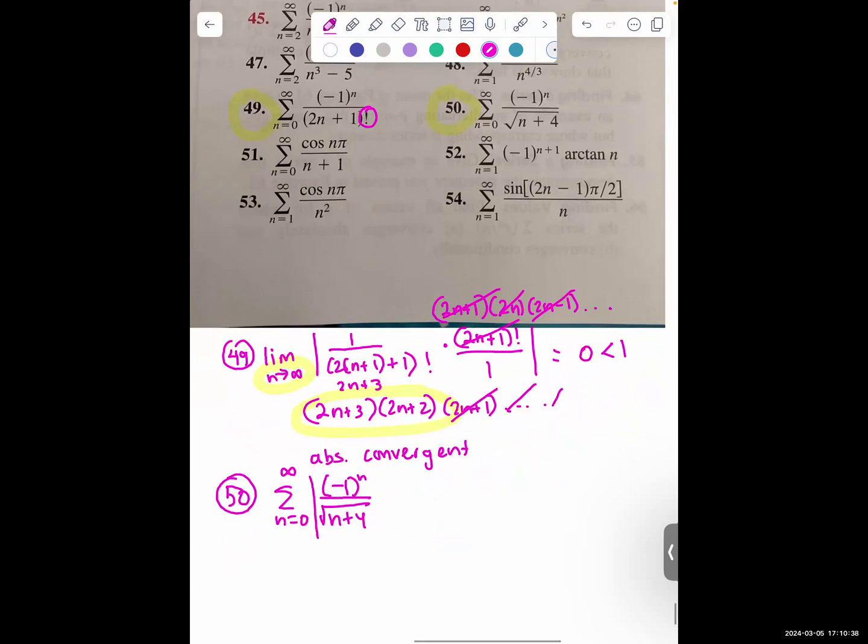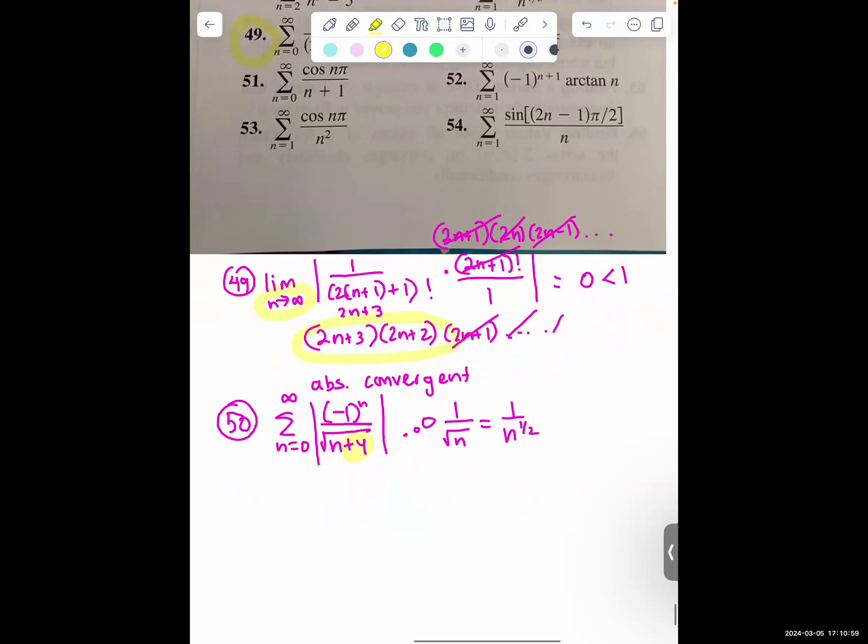So in taking the absolute value of this, you guys observe it's similar to... so you guys are going to think, what is it similar to? It's similar to 1 over square root of n, which is 1 over n to the 1/2. Because you guys have something added to the 1 over square root of n, then this means that it's going to involve a comparison test.